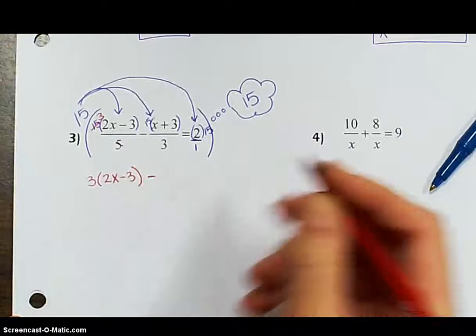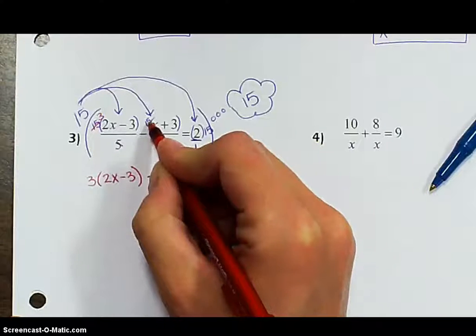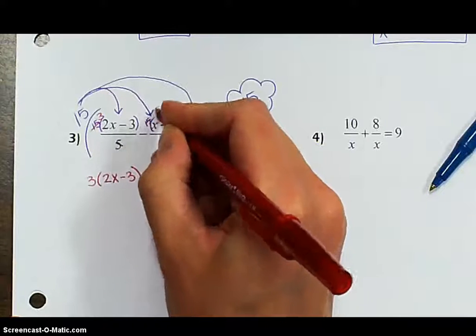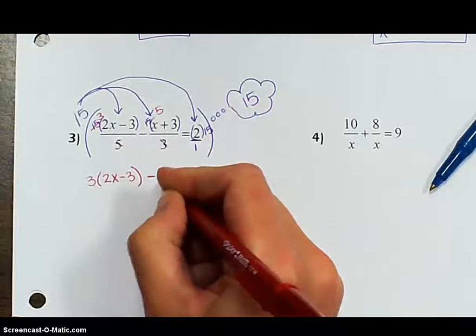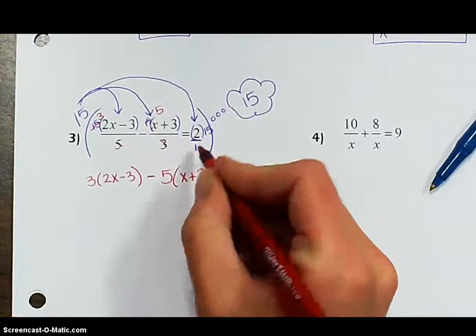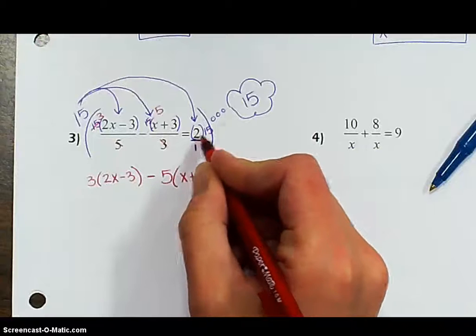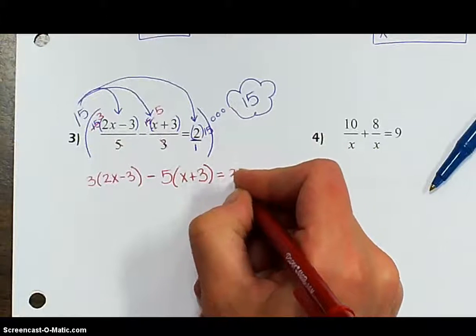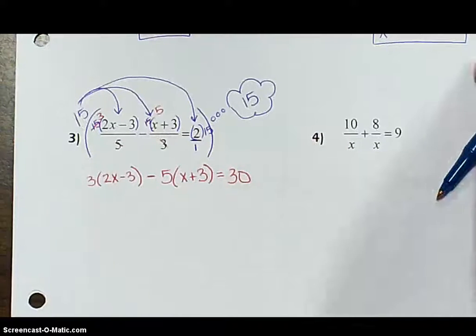All right, minus. Now I have a 3 in the bottom, a 15 in the top. So 3 goes into 15 5 times. So I'm left with 5x plus 3 equals, now a 1 will not cancel anything, so we just have 2 times 15, which gives us 30. Okay, and now we can go ahead and solve this regularly.